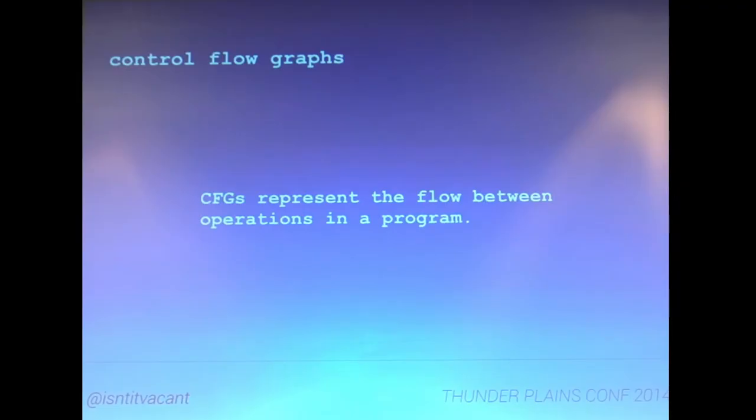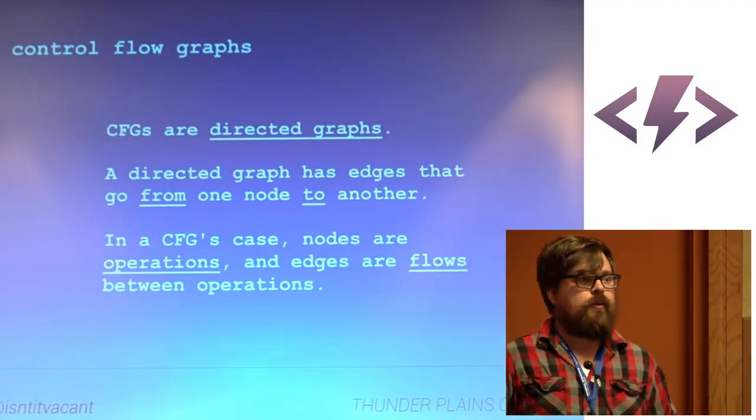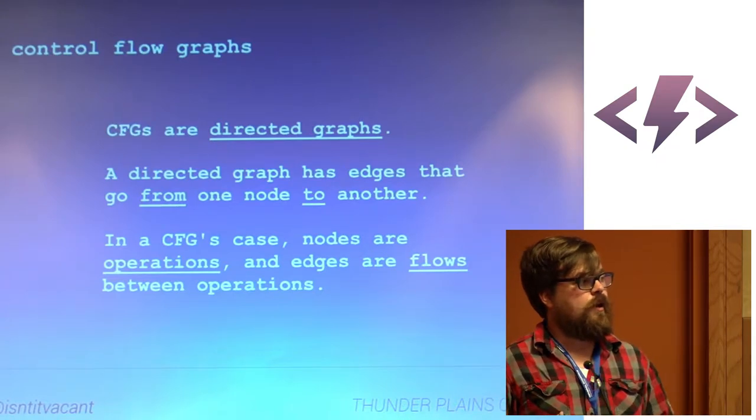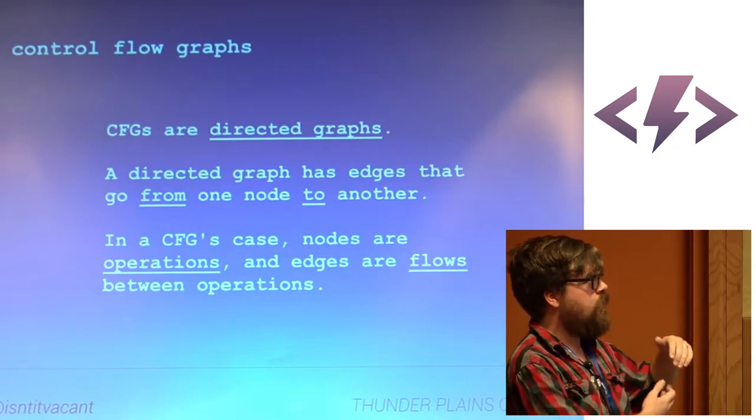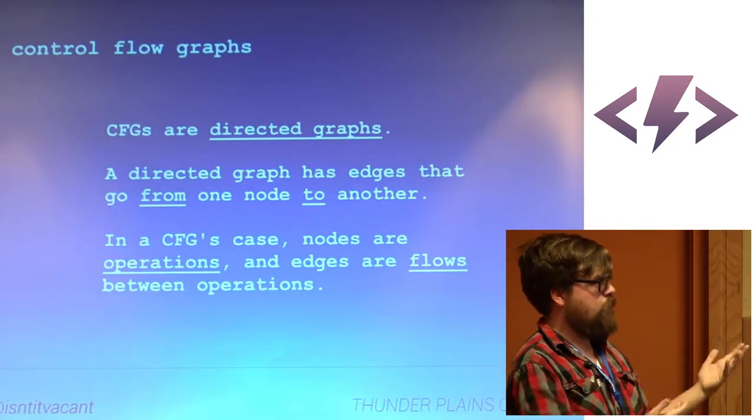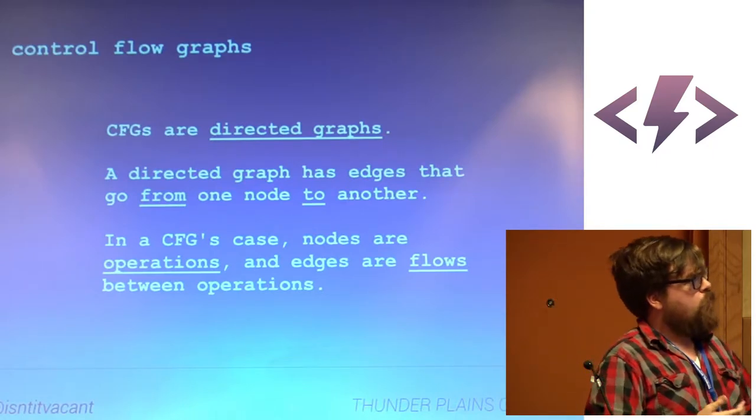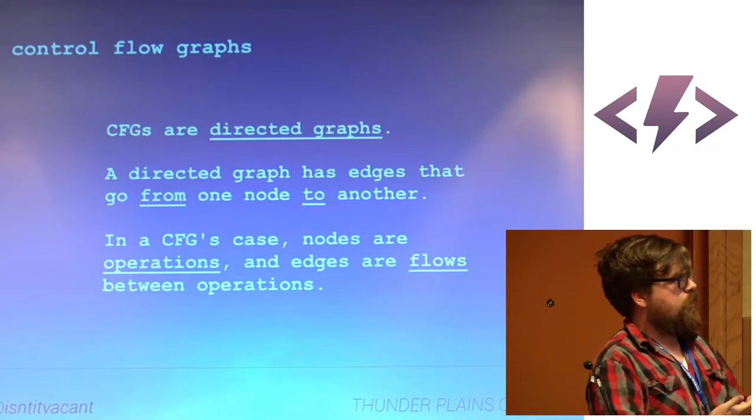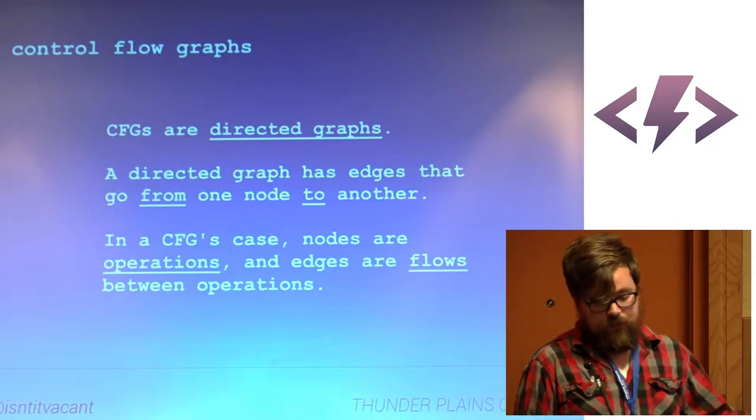So what is a control flow graph? Control flow graphs represent the flow between operations in a program, the transfer of control from one operation to another. They are directed graphs, so they're like Git. But importantly, one major distinction from Git is that they can contain cycles. Whereas Git is acyclic, control flow graphs by definition contain cycles. They have edges that go from one node to another, and those nodes represent operations, something that the program is doing. And the edge represents a possible exit case.